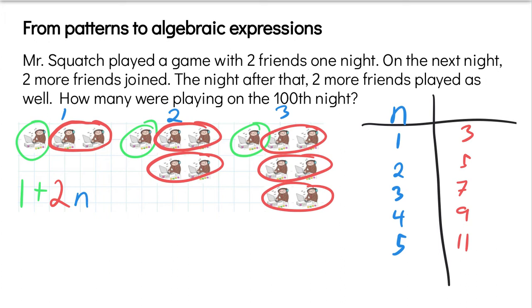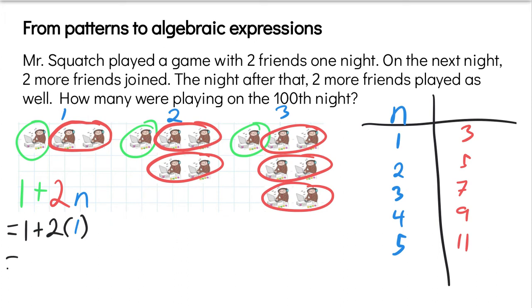This is how you write 2 times a number in algebra. You just put the number next to the letter. The letter represents the term in this case. So we're going to rewrite it again. We're going to say 1 plus 2 times, and then instead of having the n, we're going to substitute what term we're talking about. So in this case, we're talking about 1.